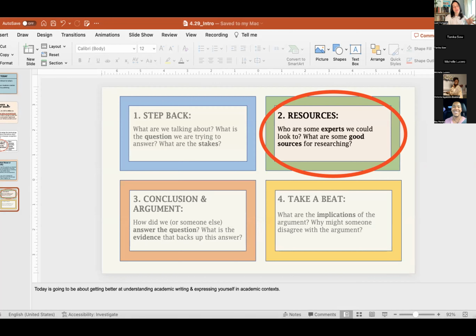So remember, we talked about stepping back, looking for good resources, thinking about the conclusion and the premises that support that conclusion in an argument, and then taking a beat and thinking about the implications of a particular argument. So that second step, where we're really sitting and going, okay, what are the best resources here that I can use to understand a problem? Involves going to look for the experts.